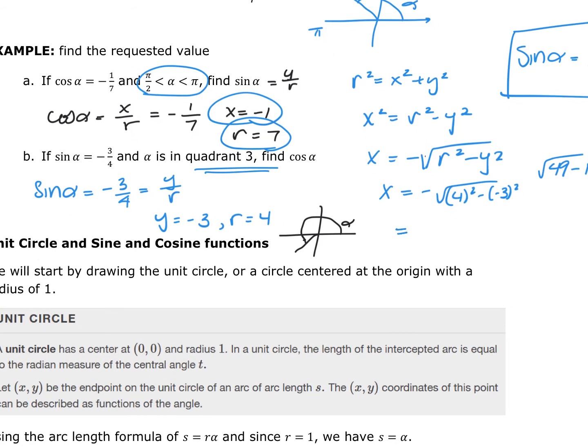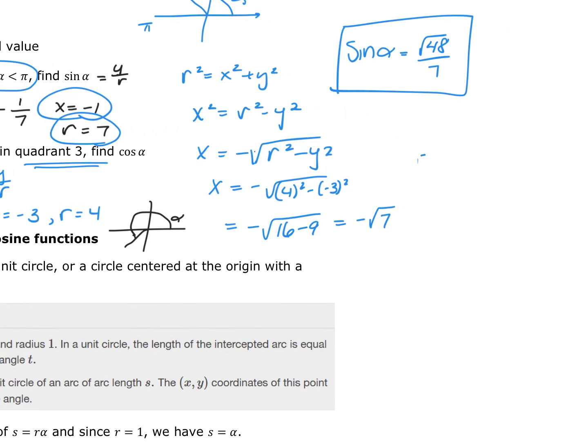So this x is going to be equal to, let me just erase that because we don't need that anymore, the negative square root of 16 minus 9, which gives me the negative square root of 7. So my sine, or not my sine, we're looking for cosine on this one. My cosine of my angle is negative square root of 7 over my radius, which was 4. And that is my answer. I am not asking for the angle. I am asking for the ratio.